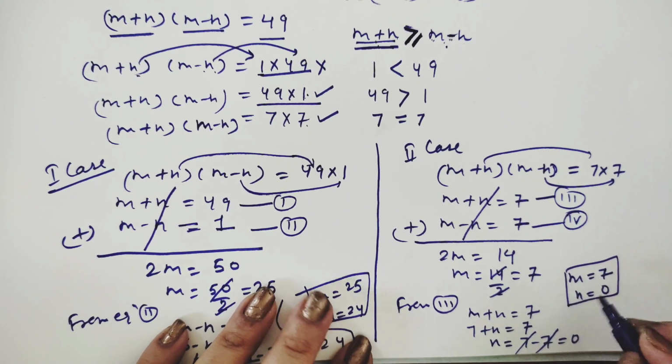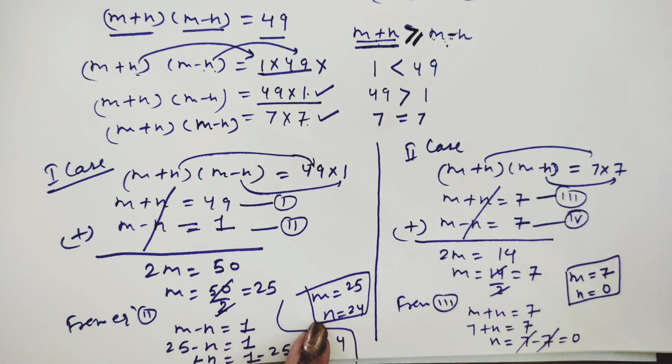These are the two values for the second case, and for the first case, 25 and 24.